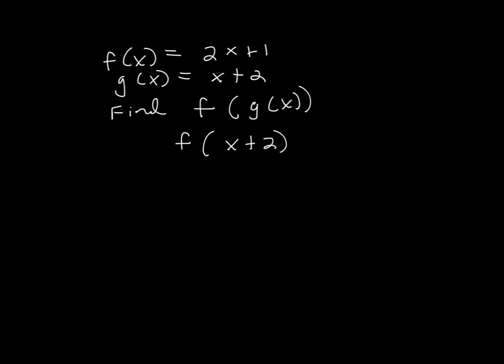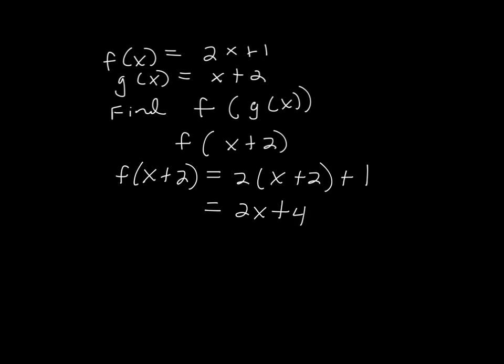And now what does that mean? It means to take this and plug it in for f. So we're going to take this x plus 2 and plug it into x. That would look like this: f of x plus 2 equals 2 times x plus 2, plus 1. Distribute: 2x plus 4 plus 1, which is 2x plus 5. That's the answer to that problem.